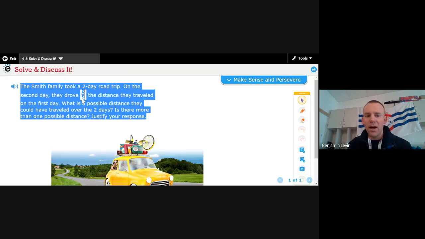What are the possibilities here? Is there more than one possible distance? Yes or no? Is there more than one possibility here? What do you think?